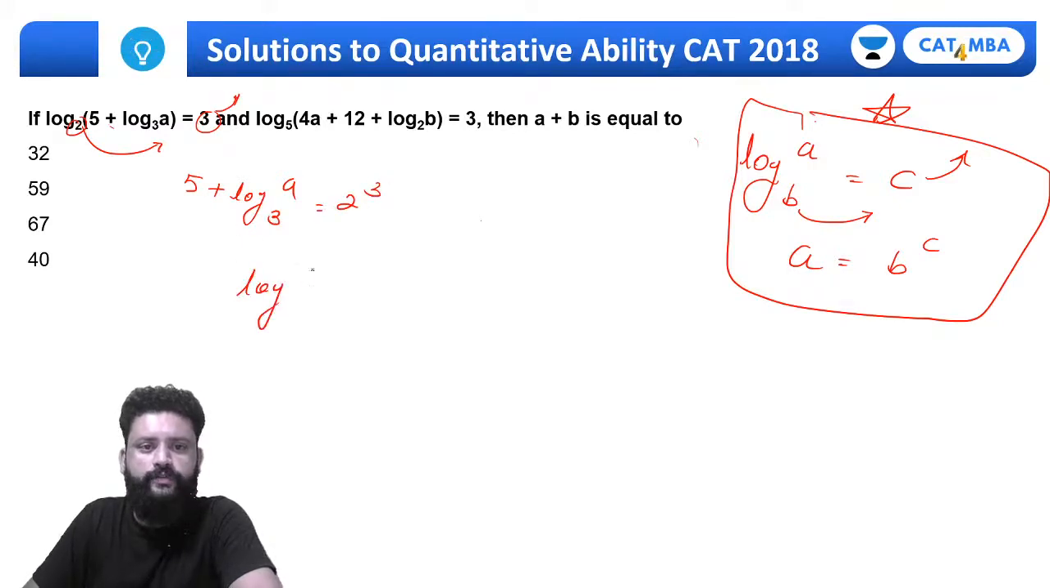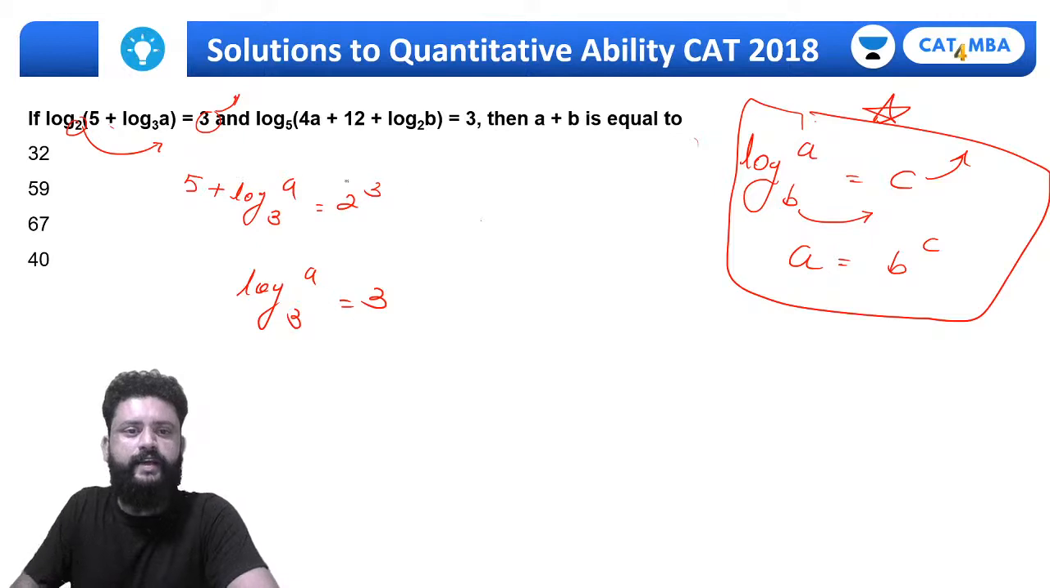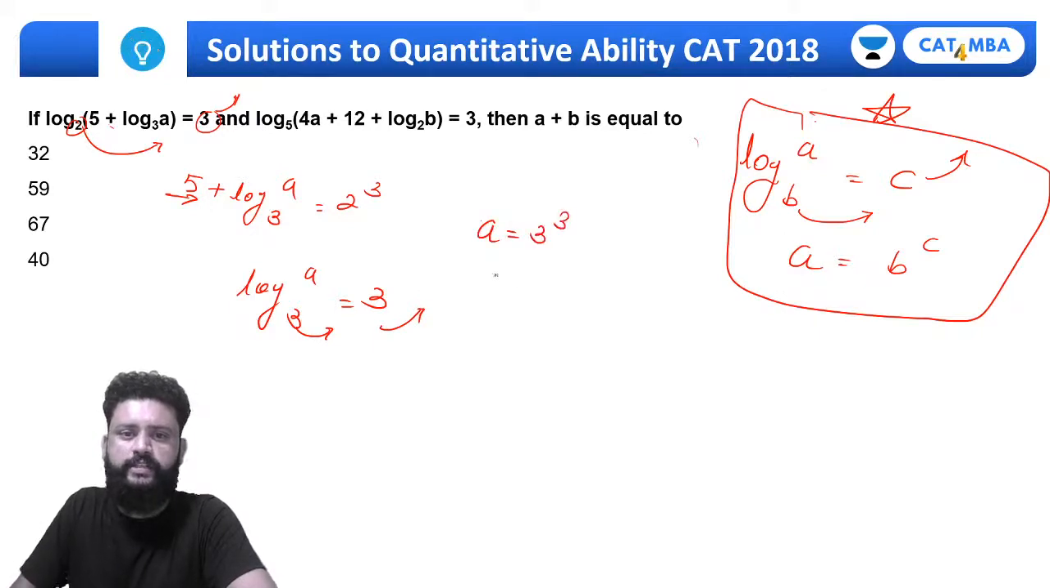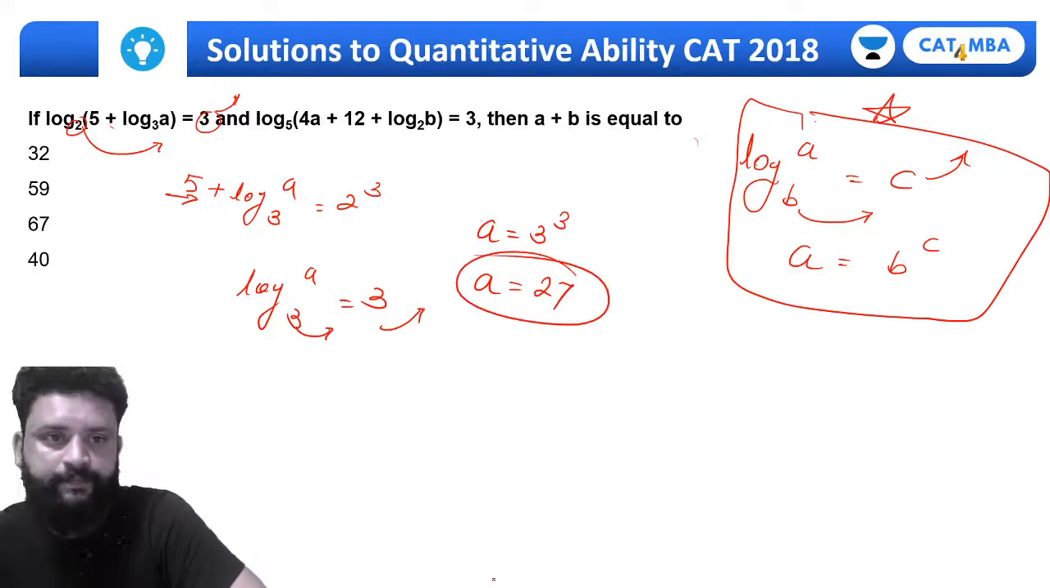Then log of a to the base 3 का वैल्यू हमें मिलेगा 8 minus 5, which comes out to be 3. Right, 5 इधर आके माइनस हो गया, 8 minus 5 is 3. Now ये 3 इधर लो, ये ऊपर जाएगा. I can get the value of a as 3 cube, which comes out to be 27. That is the easiest question you can get on logarithm.